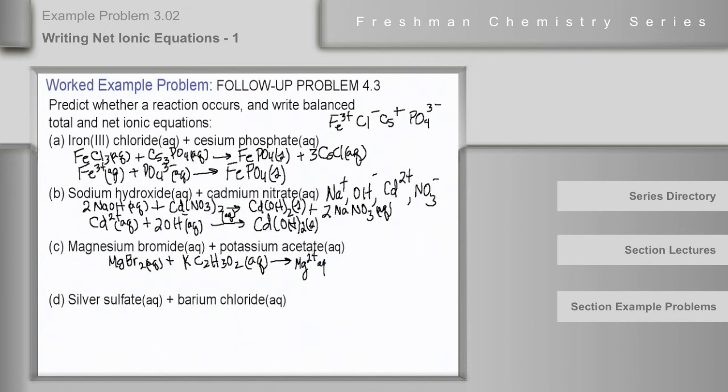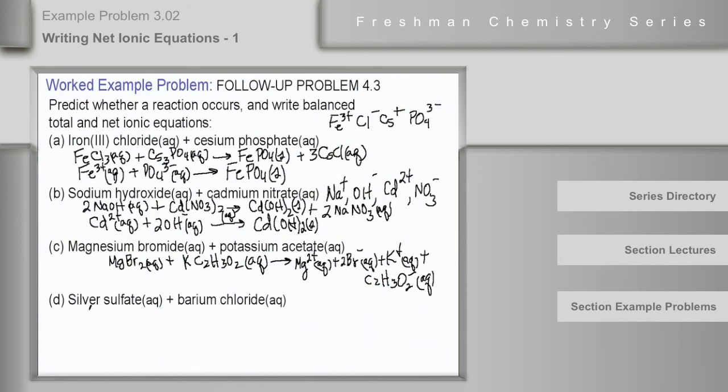Mg2+ aqueous plus 2Br- aqueous plus K+ aqueous plus acetate, C2H3O2- aqueous. And there would be no net reaction because there's no solid formation.